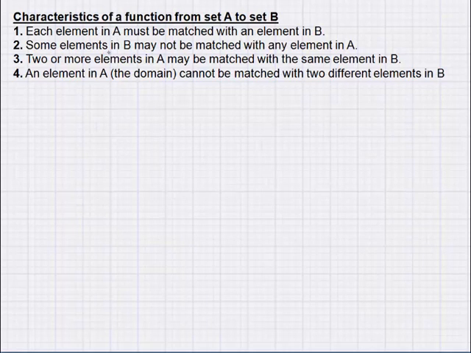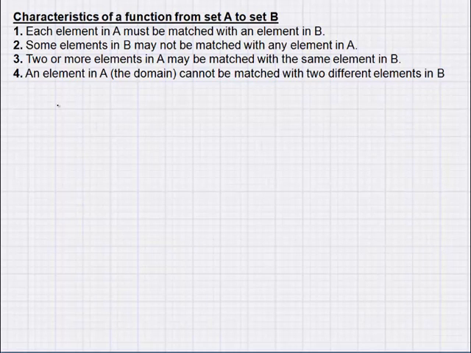Some elements in set B may not be matched with any element in set A. That's fine. Two or more elements in set A may be matched with the same element in set B. We just saw that in the last example. And then the fourth thing is an element in set A, remember that's our domain, cannot be matched with two different elements in B. So we're really making sure that as long as it follows the definition of each element in set A must be matched with exactly one element in set B.